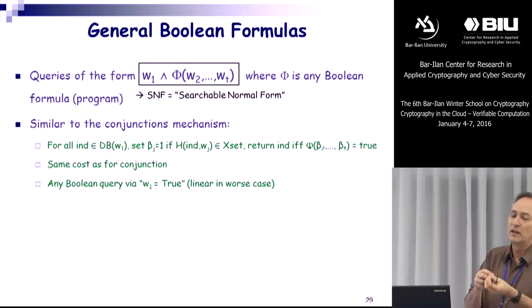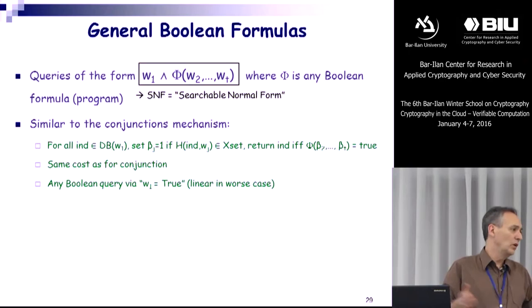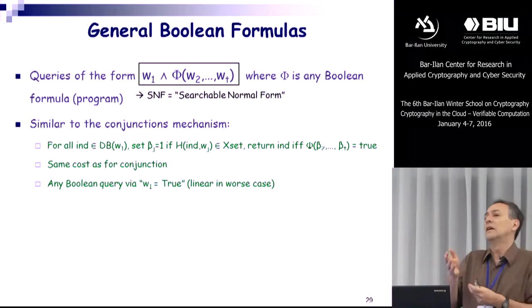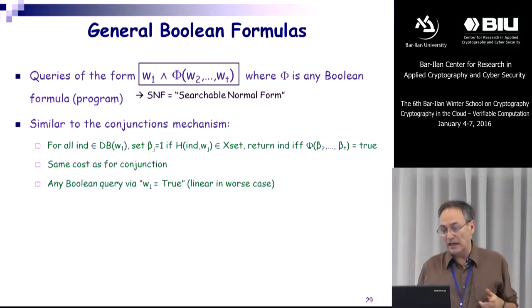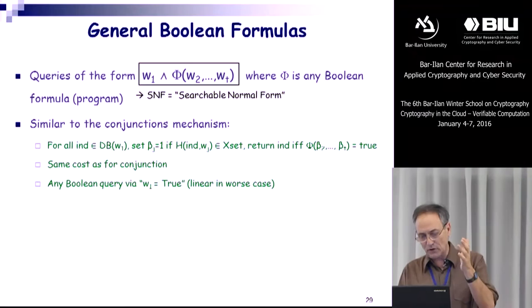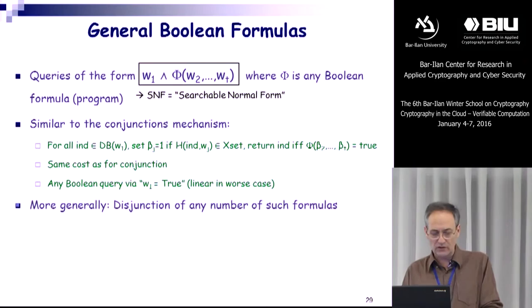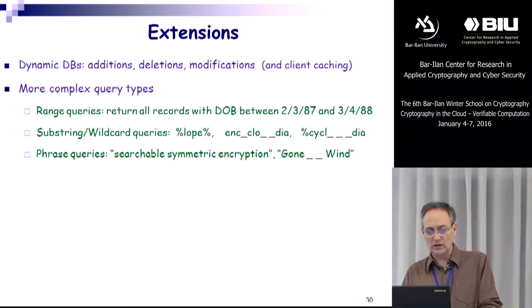That means that you can do negations. In conjunctions, we just wanted to ask whether the word was there. If you have a negation, then you may ask whether the keyword is not there, but basically any Boolean function. And that means that you get essentially the same performance and the same leakage for general Boolean functions as you had for conjunctions.